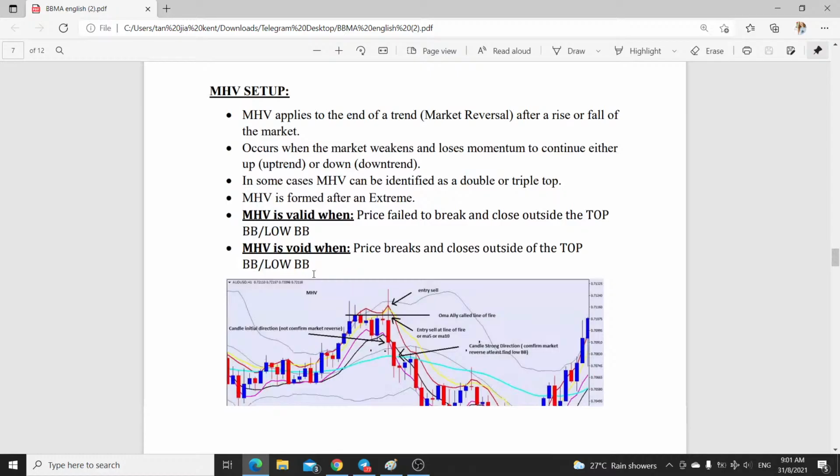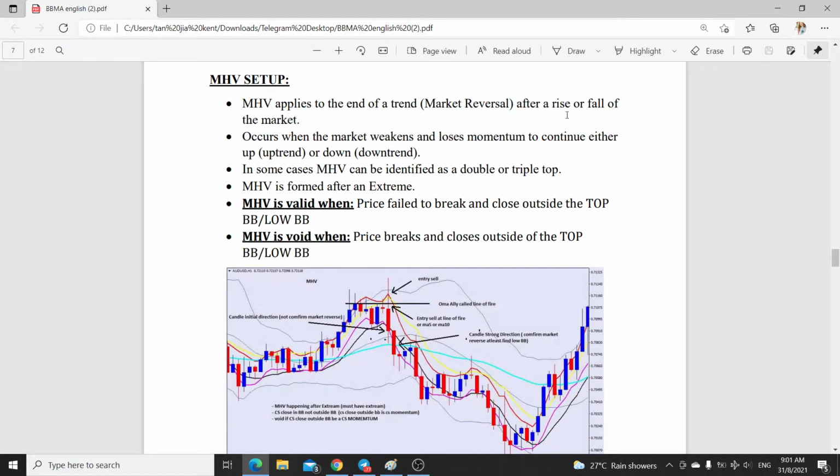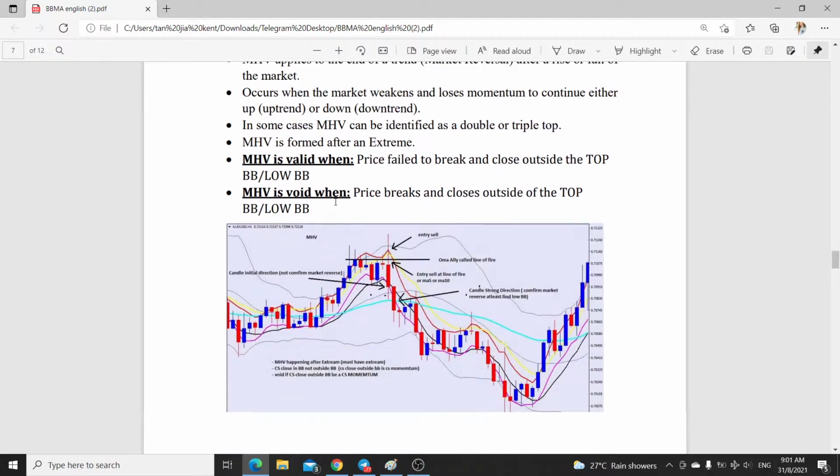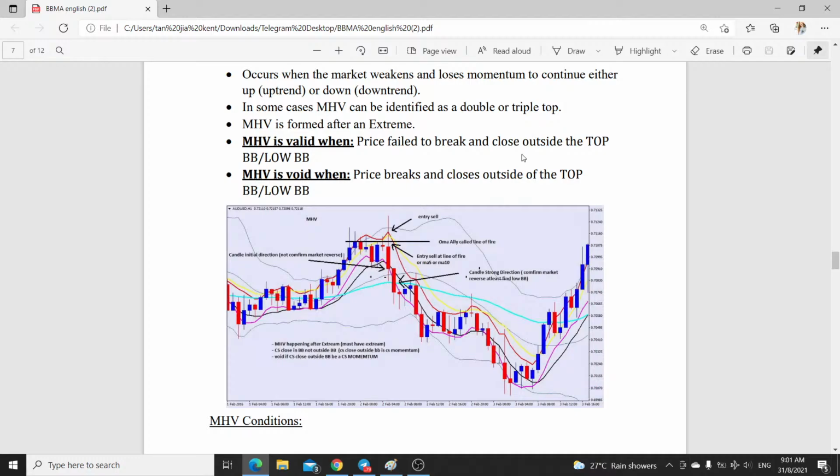Just understand this. MHB applies to the end of a trend reversal after a fall. When price weakens and loses momentum, it continues the uptrend or downtrend. In some cases, MHB can identify a top or triple top. MHB is valid when price breaks and closes outside of the top or bottom BB. MHB is void when price breaks outside of the top BB. Fail to break. So this is your MHB.